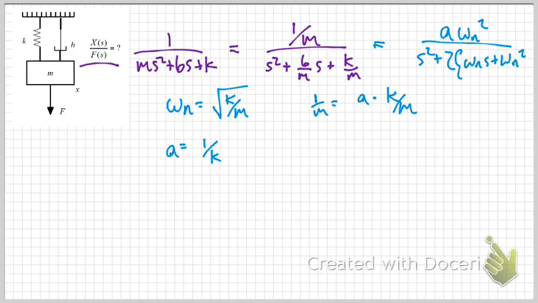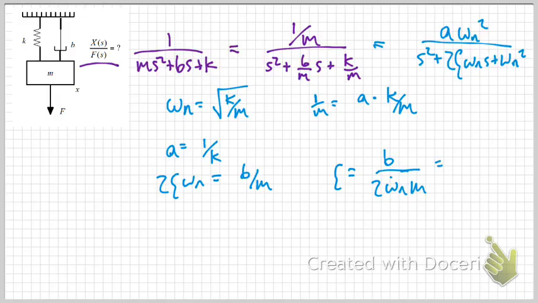And we also have that our 2 zeta omega n is equal to b over m. So zeta would be equal to b over 2 times omega n times m. Or if we want to go forward a step, we could see that it's b over 2 times the square root of k over m times m, which would be b over 2 times the square root of km.